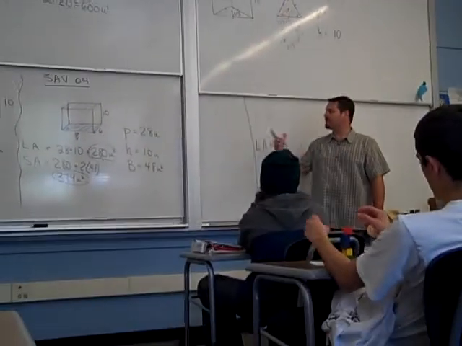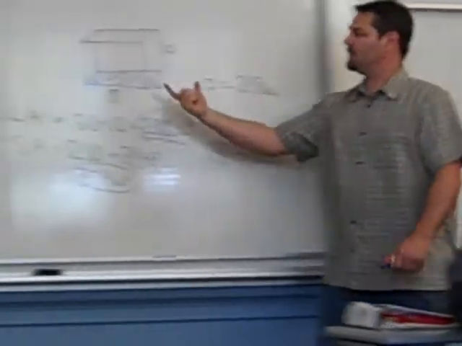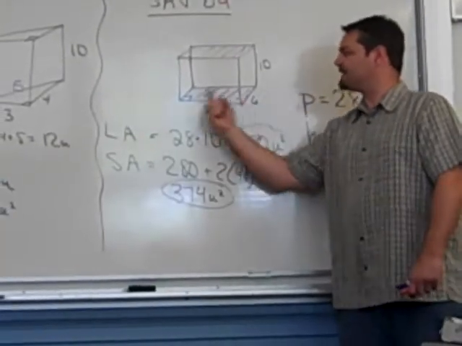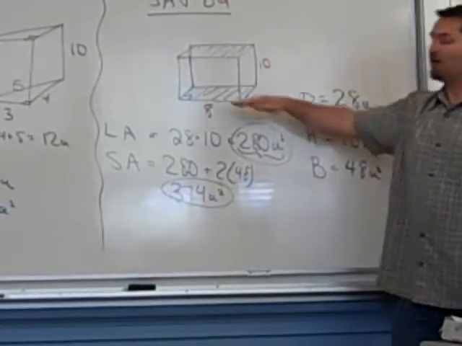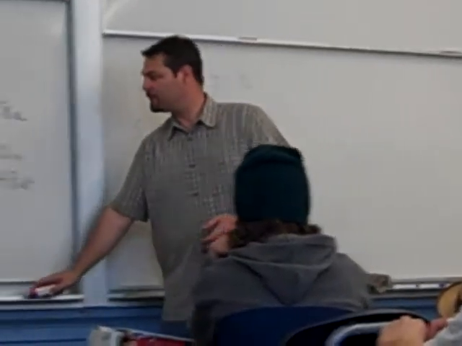So continuing with SAV04, we've talked about lateral area, which is the perimeter of the base times the height. Surface area is that same lateral area adding on the two caps: lateral area plus two bases. The third piece of the puzzle is the volume.